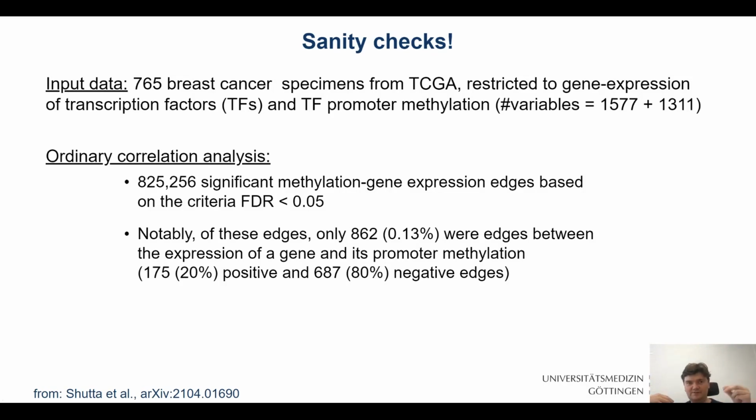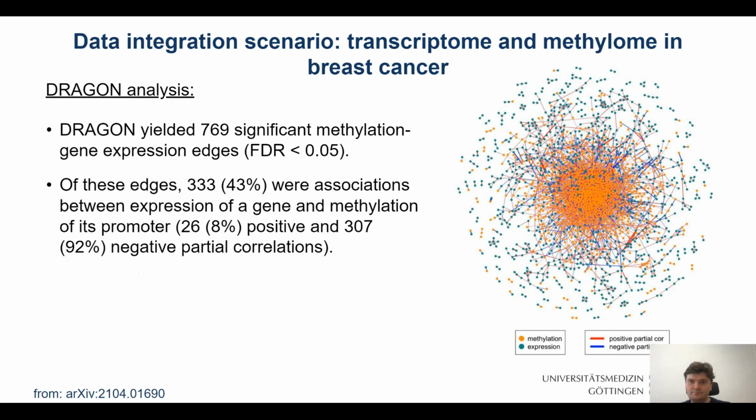What's happening is you usually have a methylation of the promoter, and that represses gene expression. That's also why most of these edges were negative. But as I said, it was a rather low proportion, basically what we would consider the most natural way how methylation affects gene expression. Okay, let's see what DRAGON is doing. First, we observe that DRAGON substantially reduces the number of significant methylation gene expression edges. In fact, there were just 769 left with an FDR below 0.05.